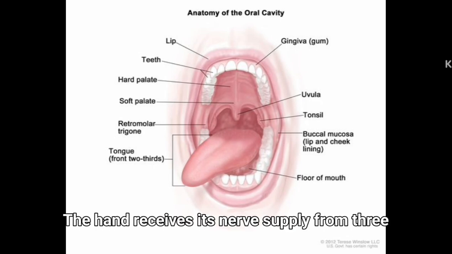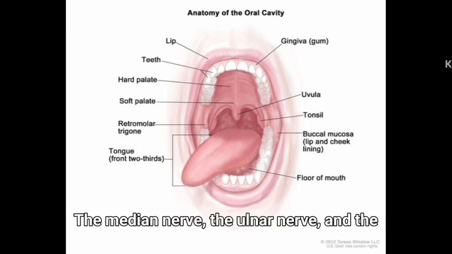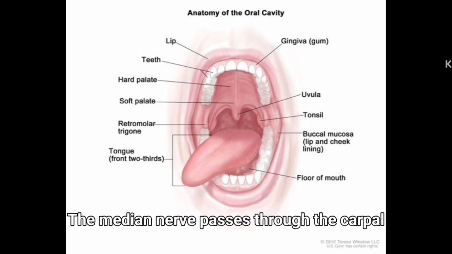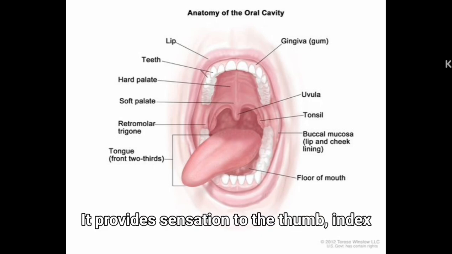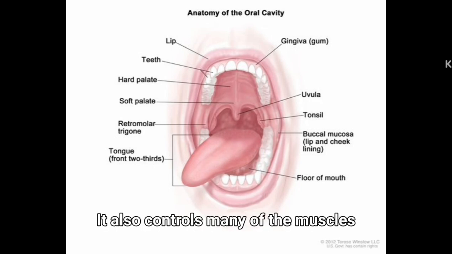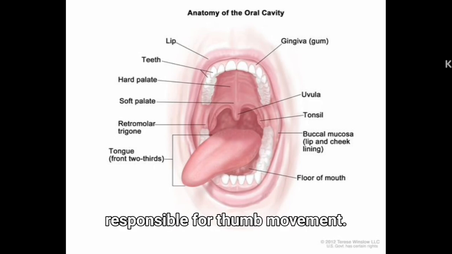The hand receives its nerve supply from 3 major nerves: the median nerve, the ulnar nerve, and the radial nerve. The median nerve passes through the carpal tunnel into the hand. It provides sensation to the thumb, index finger, middle finger, and part of the ring finger. It also controls many of the muscles responsible for thumb movement.